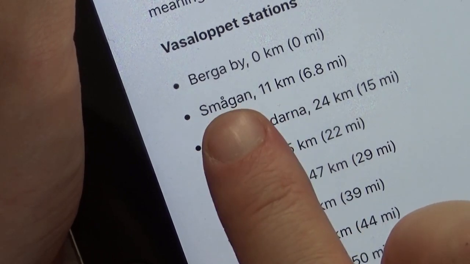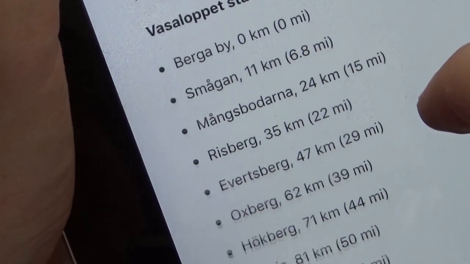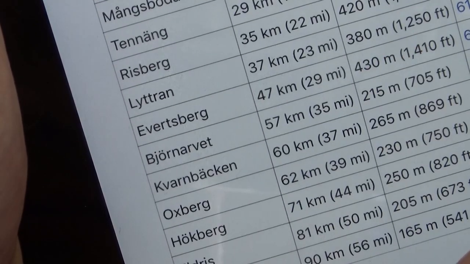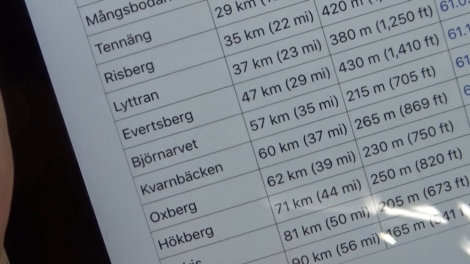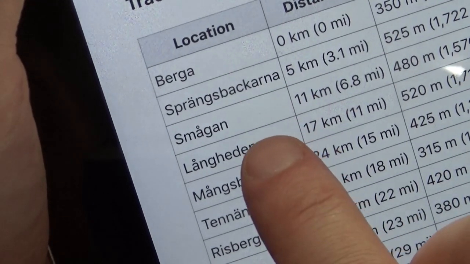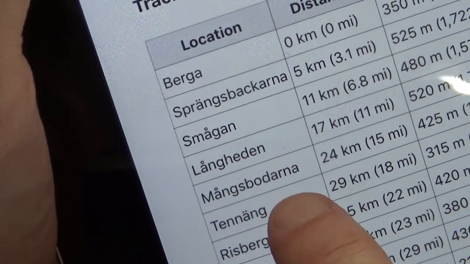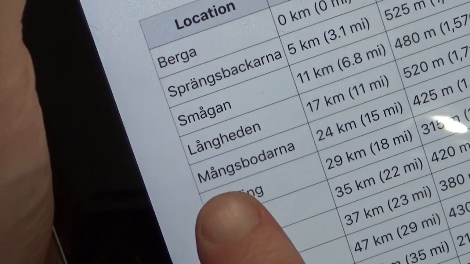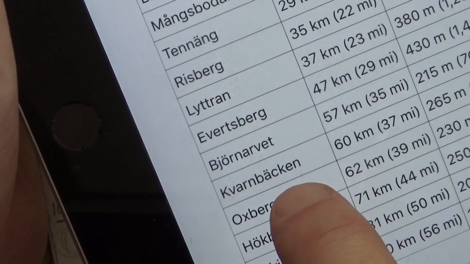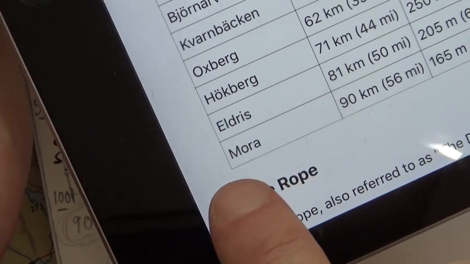Okay, the first stop, the start, is actually called Berga. You can see here on this list of stations, not Sälen exactly. Berga. And here's an interesting track profile. Berga, Springsbackarna. You remember it was very much uphill there in the beginning. Smågan, Långheden, that's the flat, Mäjer, Mångsbodarna, Tänning, Risberg, Lyttran, Evertsberg, Björnarvet, Kvarnbäcken, Oxberg, Högberg, Eldris, Mora.